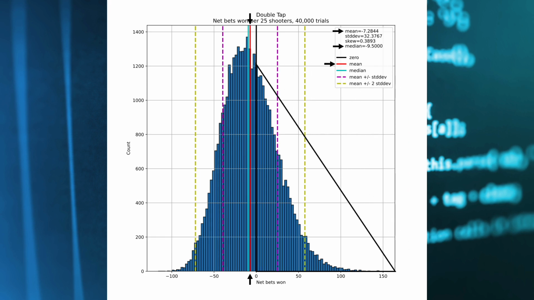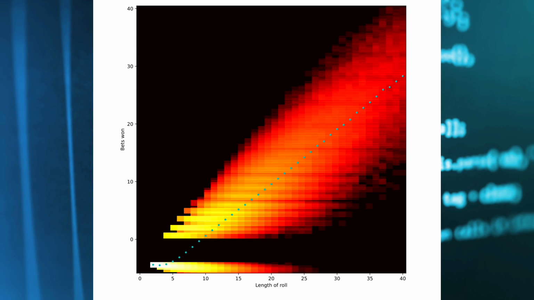But there are plenty of times where you can make money. All of the results inside this triangle represent winning groups of 25 shooters. It's just that this red box, which holds the losing groups, contains more total losses than the winning groups contain winnings. That's why the mean is less than 0 and why the casino stays in business. Now let's look at the data in another way.